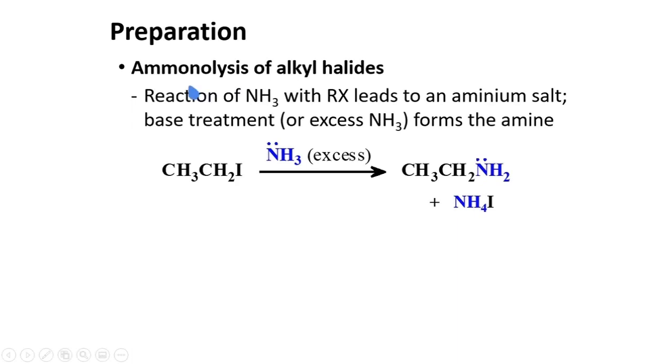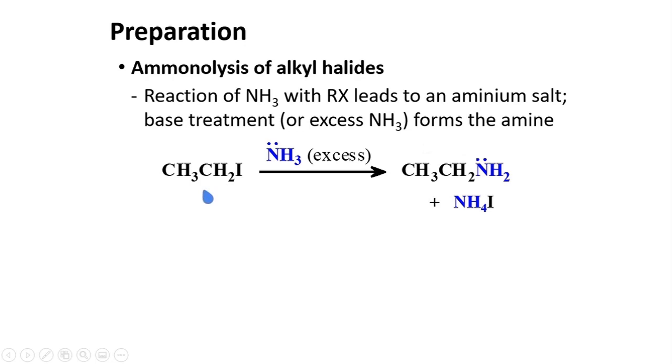Now to the preparation of amines. The first method is called ammonolysis of alkyl halides. This is the reaction of ammonia with alkyl halides, leading to an aminium salt. The base treatment, or excess ammonia, forms the amine.